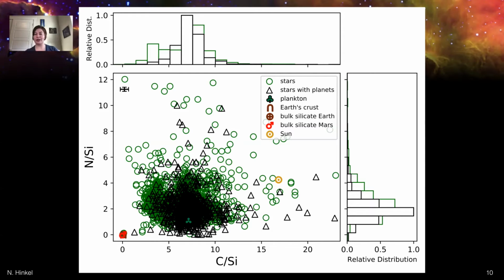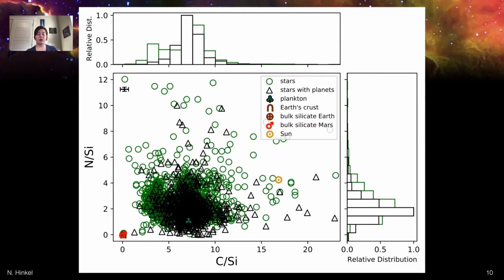The majority of stars have carbon to silicon molar ratios that fall within about 5 to 10, as you can see with the histograms, and the nitrogen to silicon ratios all fall between about 1 and 3. In comparison, the majority of exoplanet host stars, the ones with the black triangles, span a smaller range, especially with respect to nitrogen to silicon.